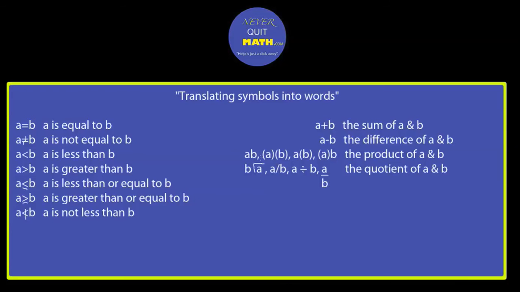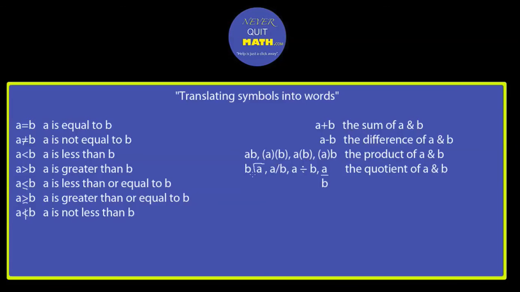All these forms here, when you see two letters, which of course represent numbers, whenever they're next to each other close like this, in parentheses or in any of these forms, that means the product of A and B. What is the product? The answer of a multiplication.